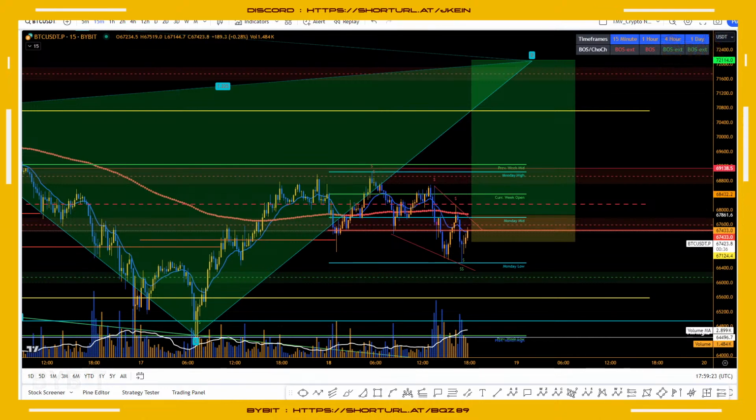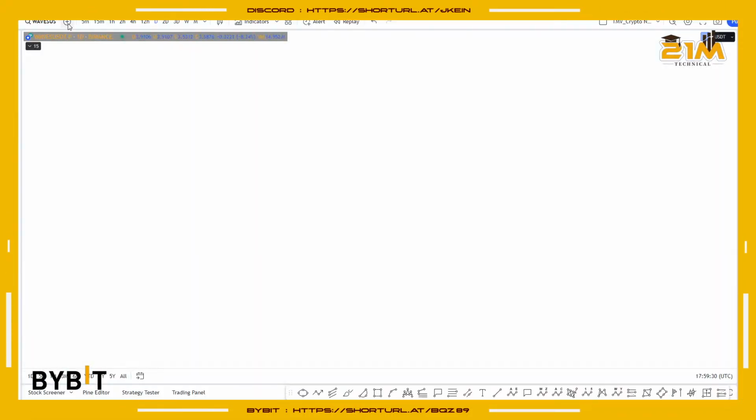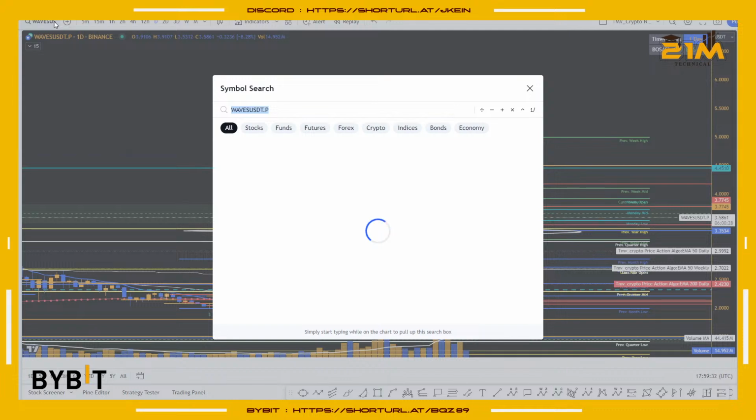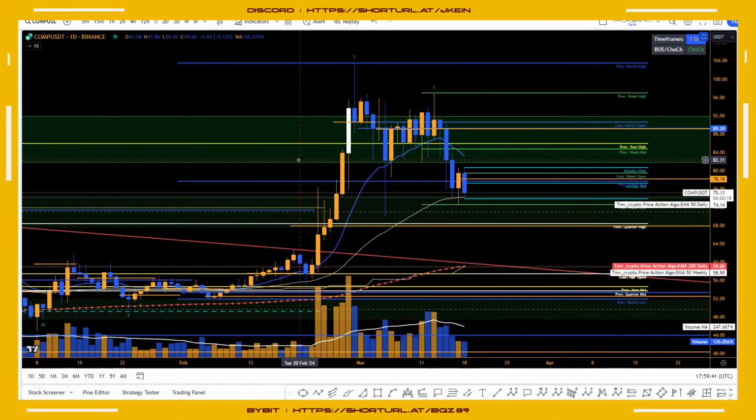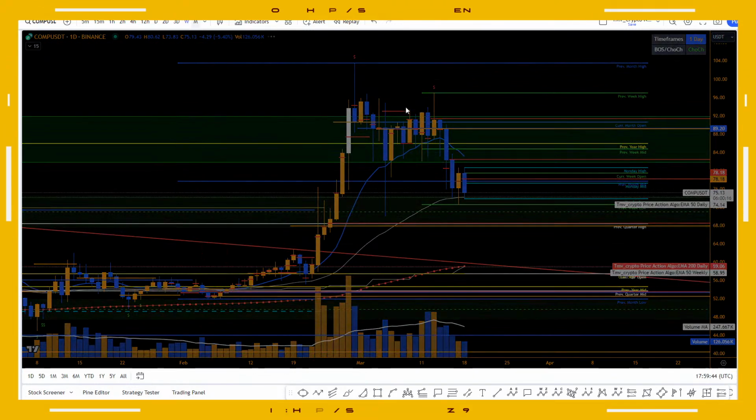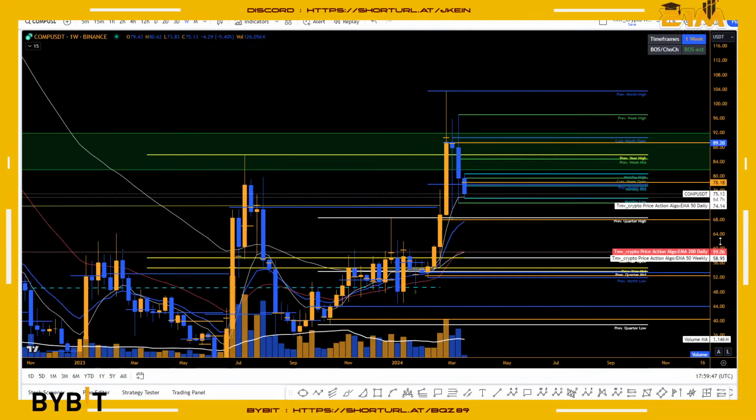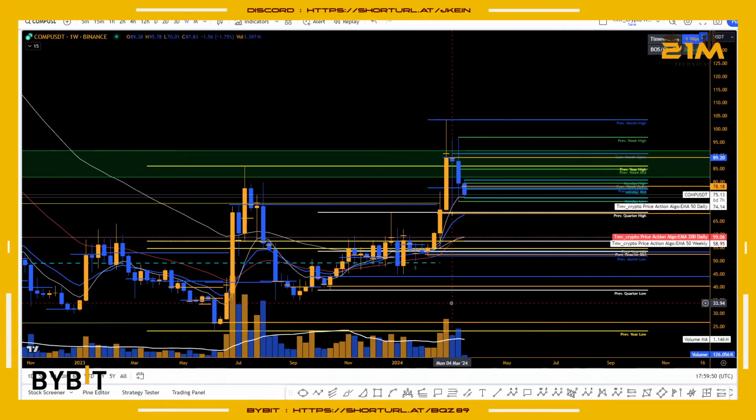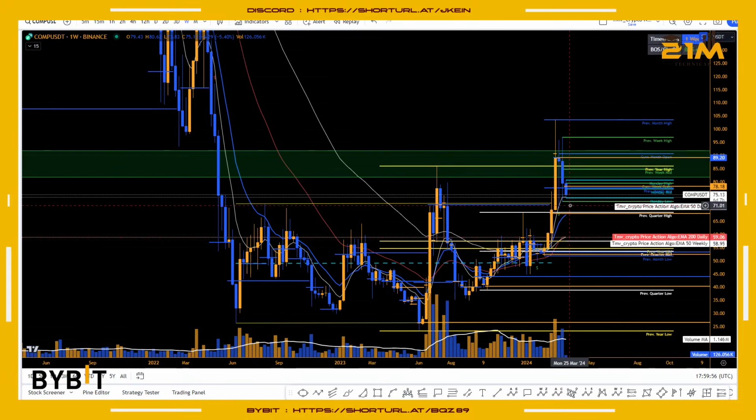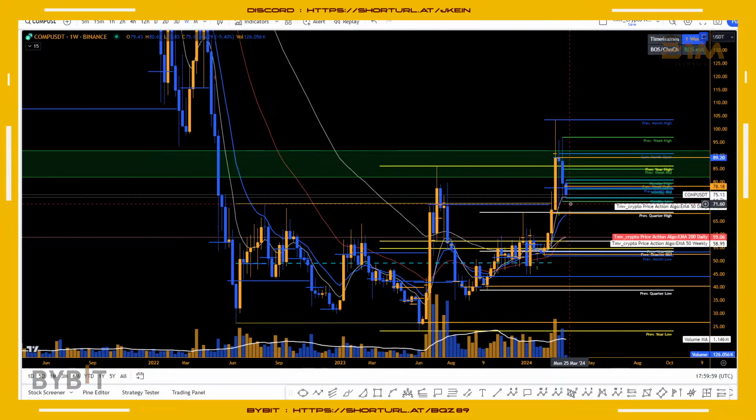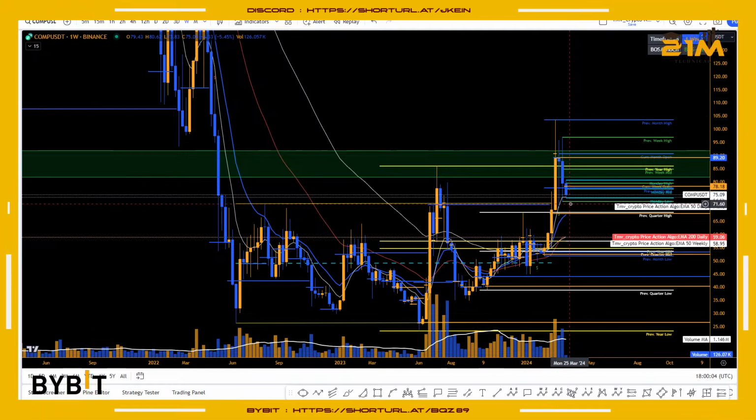Let's check COMP. My level for COMP was $75 to $70. The problem is that we rejected from this green zone, which is slightly tricky, and yes, I expect COMP to probably retest the range highs of 71.6, but these are good levels to buy the spot, but I would just patiently wait for it.